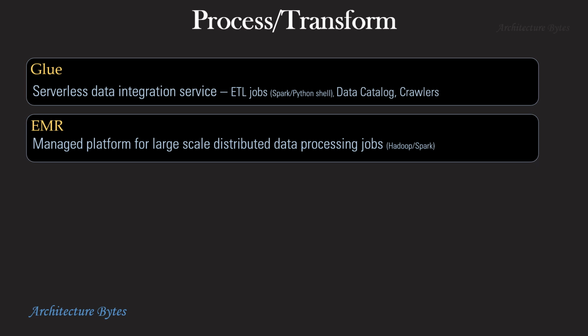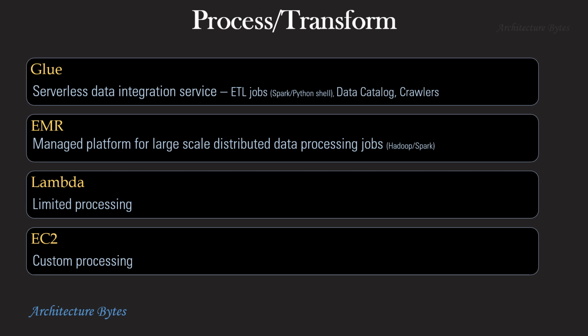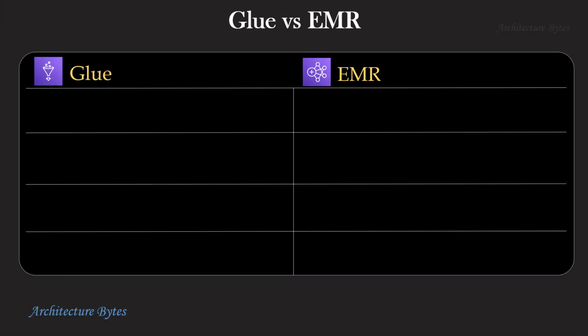EMR is a platform for large-scale distributed data processing. It supports big data frameworks like Hadoop and Spark. In addition, you can use Lambda or EC2 for limited or custom processing. On the surface, Glue and EMR seem to have overlapping capabilities. However, let's look at the differences.